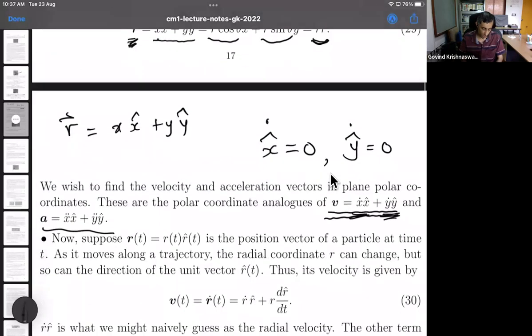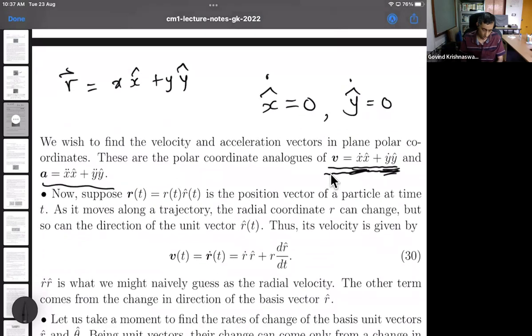That is the main thing that changes in polar coordinates. R hat does depend on location. So the velocity vector, which is the time derivative of the position vector, will have two contributions. When I differentiate this formula, we get an r dot times r hat and then an r times dr hat dt.